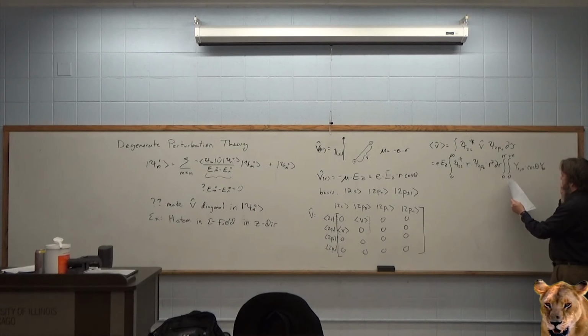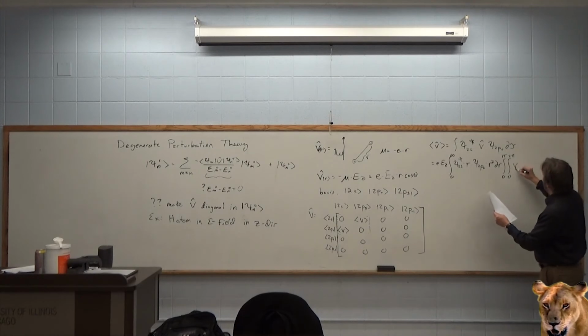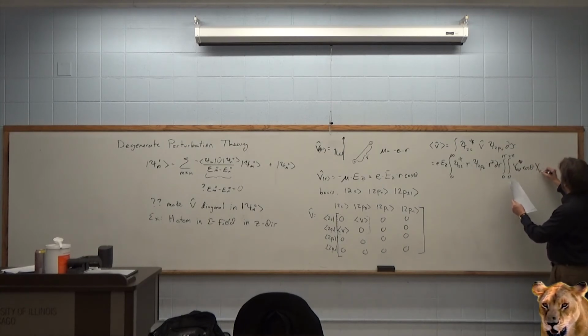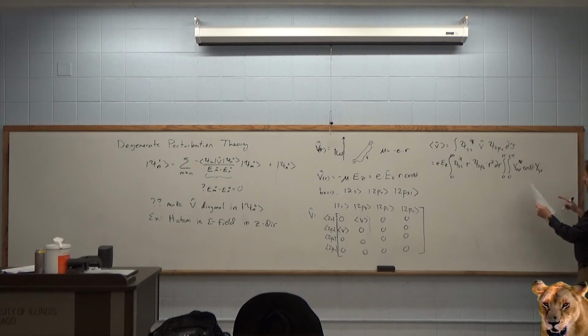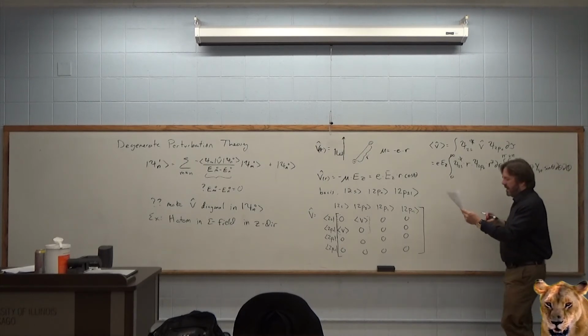Actually, I should have switched those, shouldn't I? I should have had the S state over here. The way I was doing it doesn't matter, by the way. I just want to do this exactly right. Okay. L of 1, M of 0, sine theta, d theta. Almost ran out of room. Okay.